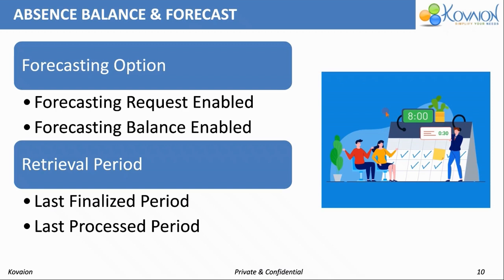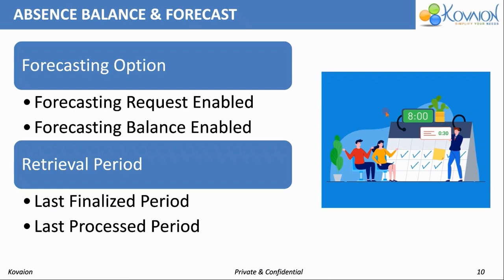Forecasting option. The forecasting option will provide the two features mentioned below: forecasting request enabled and forecasting balance enabled. Forecasting request enabled: select the forecasting request enabled checkbox to enable the self-service users to run the online absence forecasting process. This ensures a forecast balance button appears on the employee request absence page and manager request absence page.